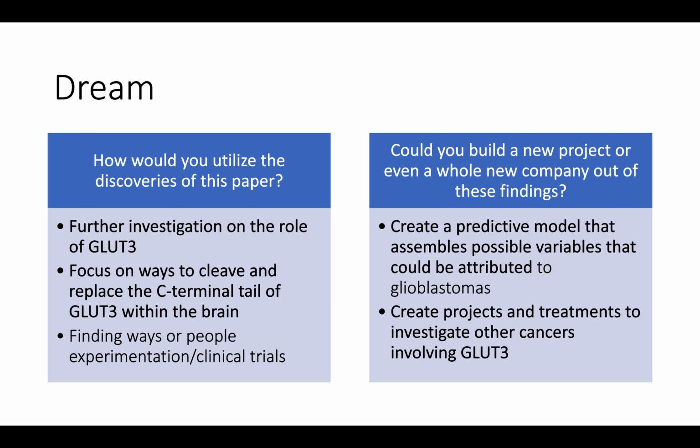But if you're trying to do a long-term project and potentially make a new company out of it in the long run, you could create a predictive model that assembles possible variables that could be attributed to glioblastomas, because then you can use that same predictive model in other rare diseases. So you could find how to treat those rare diseases as well. That's one way of possibly getting a whole new company out of it as well. I would like to just thank you for your time.